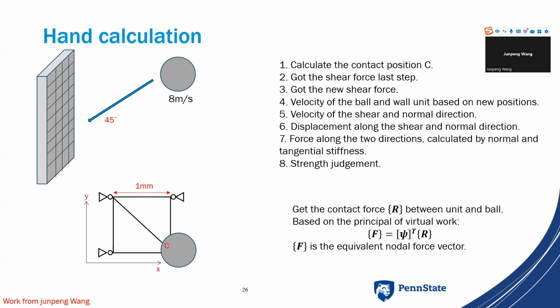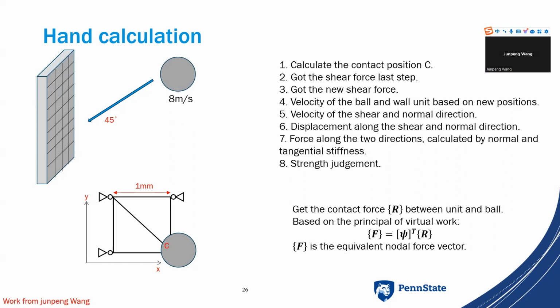So firstly, let me assume a case where a ball impacts a wall with a speed of 8 meters per second, and it will cause an influence on the wall. This is a very simple and classical FEM-DEM question.